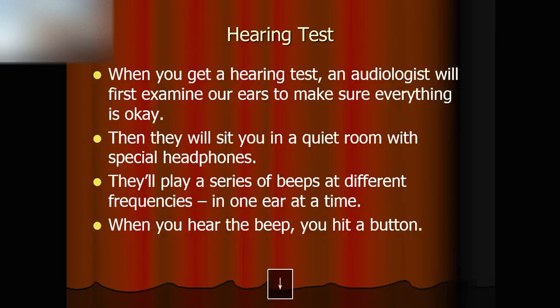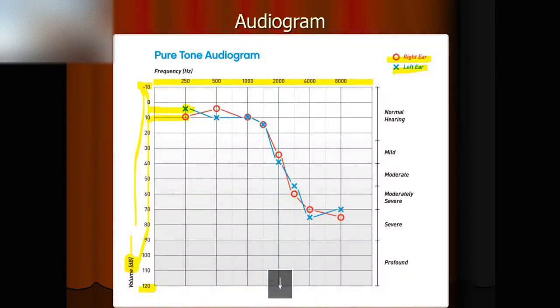After the test, the audiologist hands over a test result in a chart. The chart looks like this. Officially, it's called an audiogram, which is the test results of our hearing.